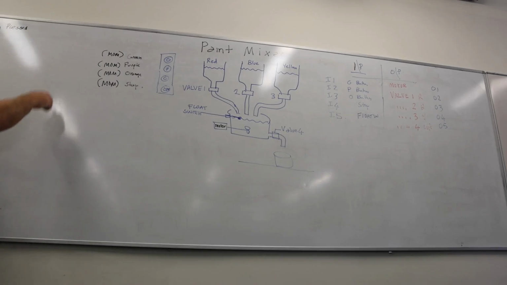When G button pressed, what's going to happen? Blue and yellow. Valve 1 and valve 2 open. They'll stay open until when? The float switch. Yeah, you got it. Until float switch activates on. Okay. Then we're going to wait 1 second. Let it fill up.